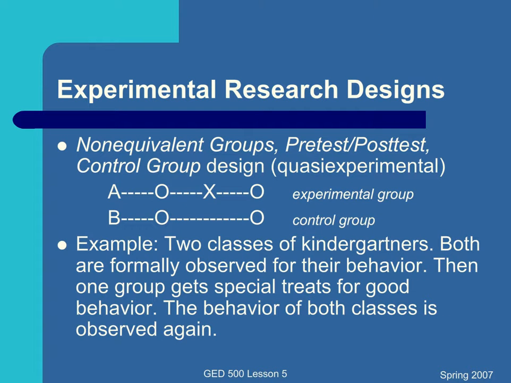So with two classes of kindergartners, both are formally observed for their behavior. Then one group gets some special treats or candy, okay, for their good behavior, some sort of token economy type of thing. And then the behavior of both of those classes is again observed. So again, you see one group gets the candy or some special treat, and the other does not. So the control group is the group that does not get anything.